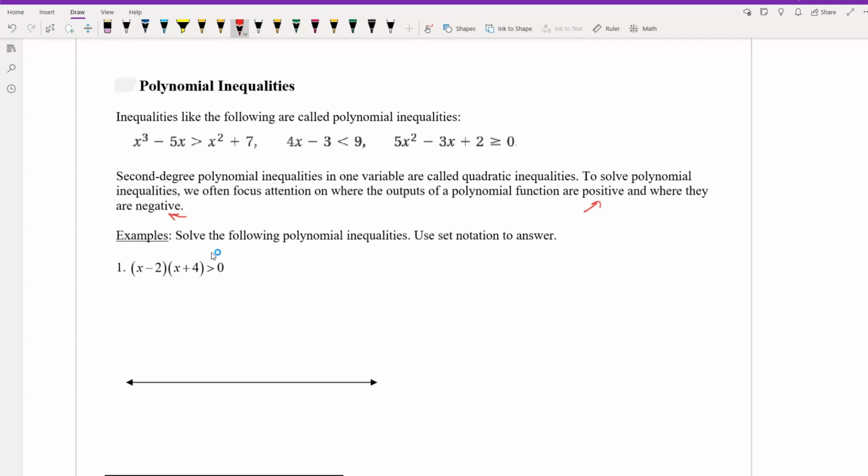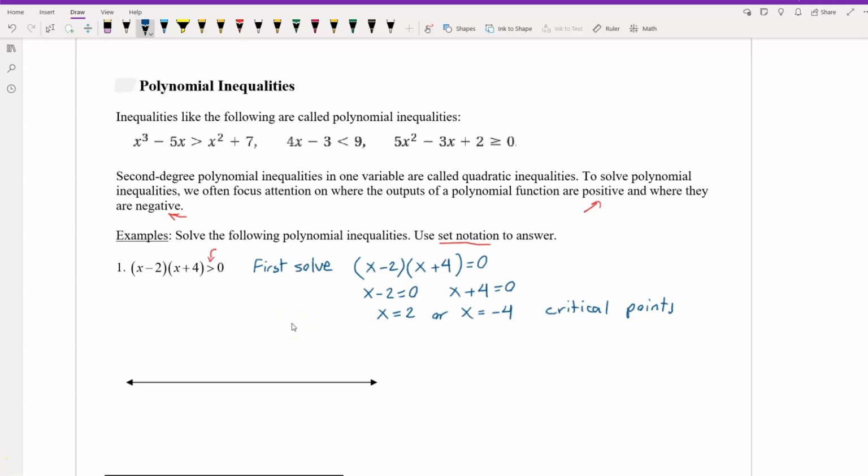Example: solve the following polynomial inequalities. Use set notation to answer. So number 1, we have x minus 2 times x plus 4 greater than 0. So here on the spot we have greater than 0. That means that this one is positive.